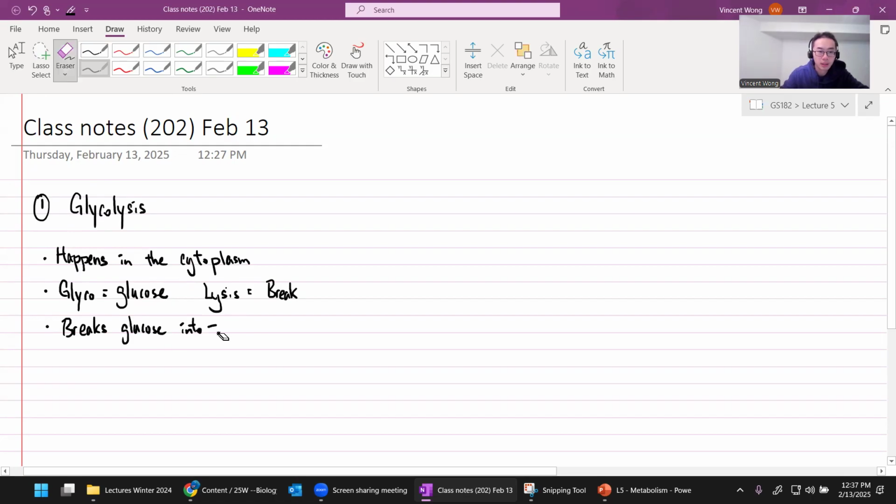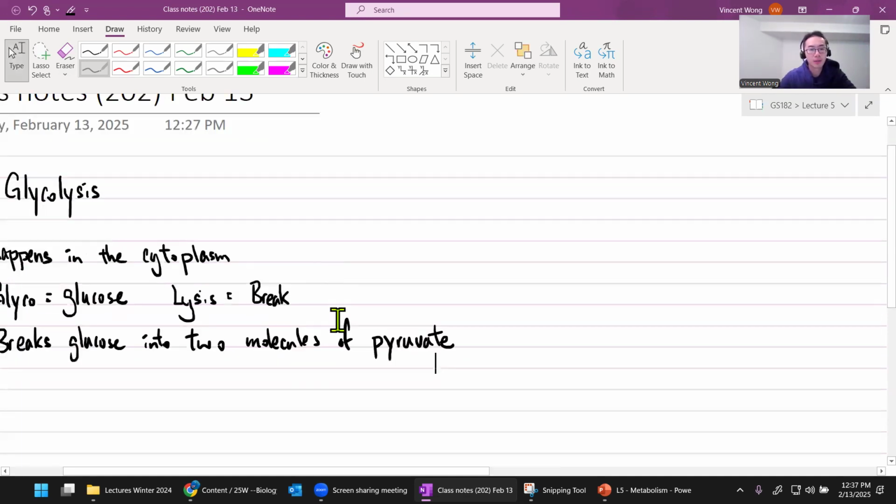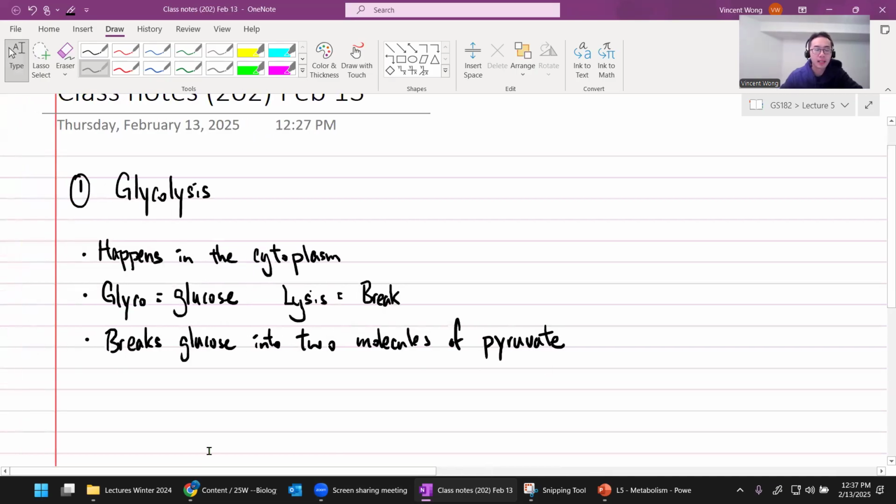Glycolysis breaks glucose into two molecules of pyruvate. Right? Two molecules of pyruvate. Now, glucose has 6 carbons. So if you break it down into two molecules of pyruvate, 6 divided by 2 is going to be 3. So each pyruvate consists of 3 carbon atoms. Okay.